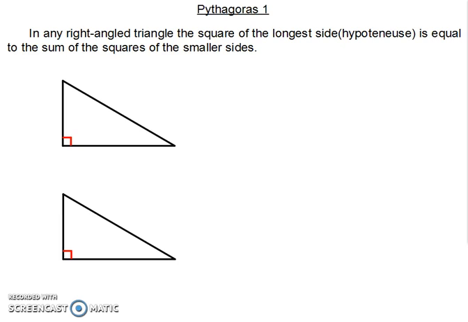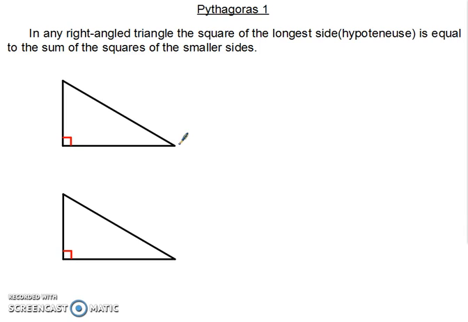In any right angled triangle, the square of the longest side, that's what we call the hypotenuse, this one here, is equal to the sum of the squares of the smaller sides. Now then, what this means for us, if we're looking at any right angled triangle, Pythagoras was a famous Greek mathematician from many years ago.